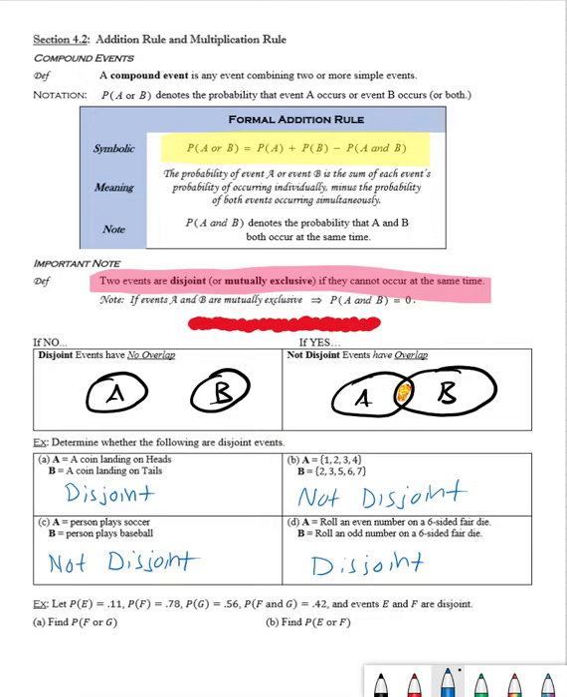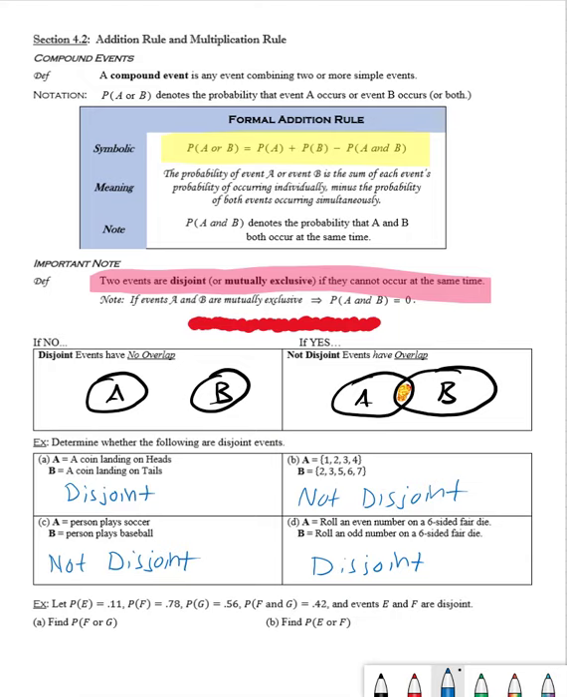Part B, event A is the numbers 1, 2, 3, 4. Event B is the numbers 2, 3, 5, 6, 7. Notice that they share two of the same outcomes. They share the number 2 together and they share the number 3 together. Therefore, if I were to say what is the probability of 2 occurring, since 2 occurs in either of these events, they are not disjoint.